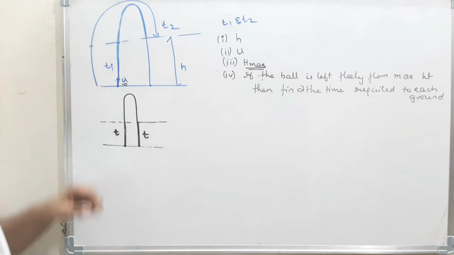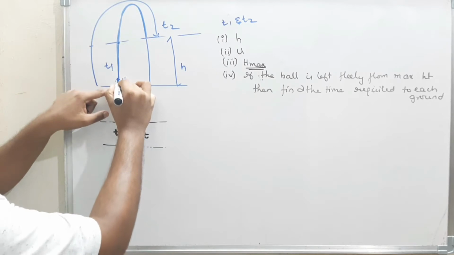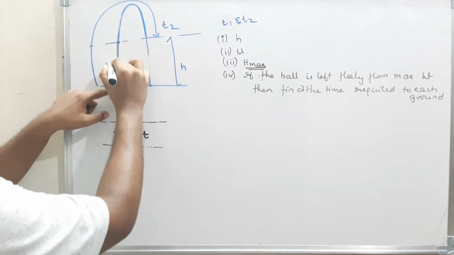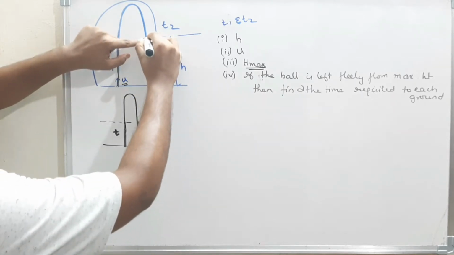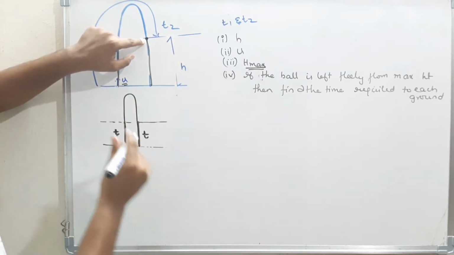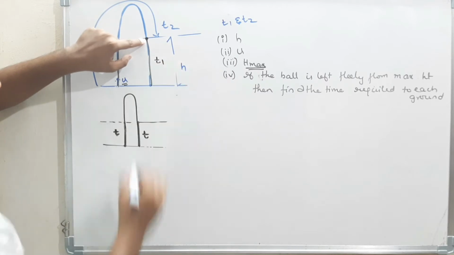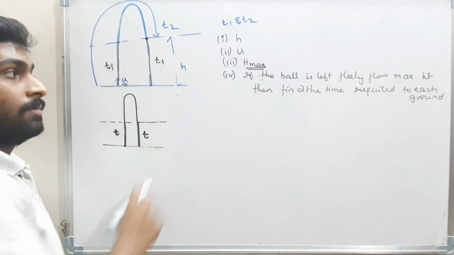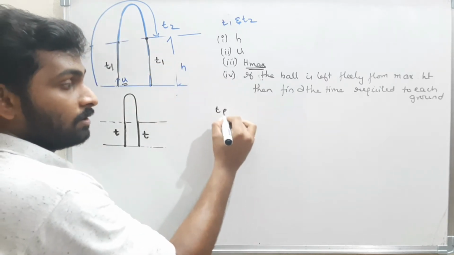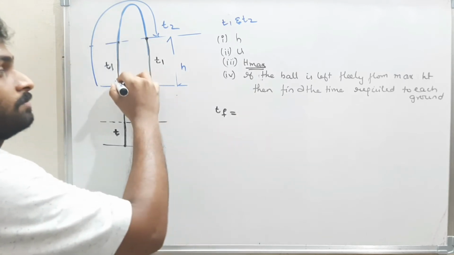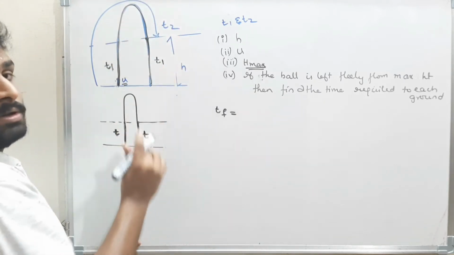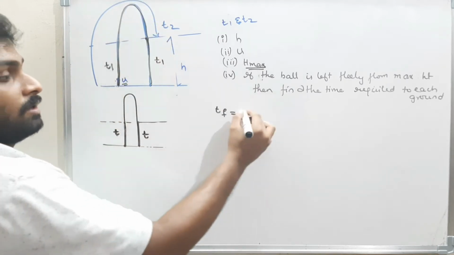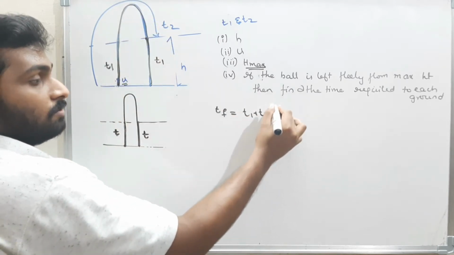The same thing. The time taken by the body to move from here to this level height is t1. And what is the time taken by the body to move from this point to the ground? It must be the same, that means t1. Okay. Now what is the total time of flight? The total time of flight is t2 plus t1. Therefore the total time of flight is t1 plus t2.